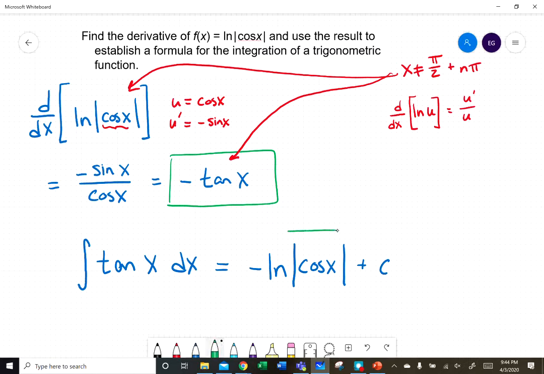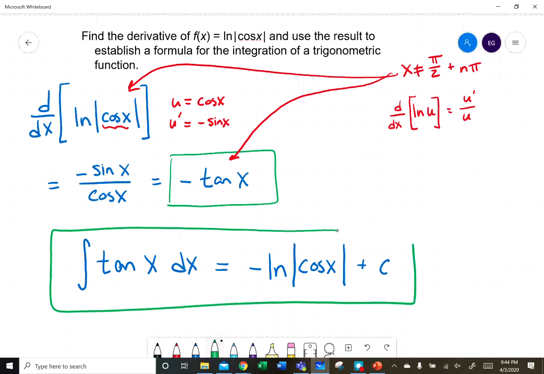Okay, so we have now established the formula for the antiderivative of the tangent function. Now, this is not the only way we could have done this. We could have done a u-substitution, and we could have said the antiderivative of the tangent of x dx is equal to the antiderivative of sine x over cosine of x dx, and we could have done a u-substitution here. We would have got the same result. Either way, the antiderivative of the tangent function is negative natural log of the absolute value of the cosine of x plus c.